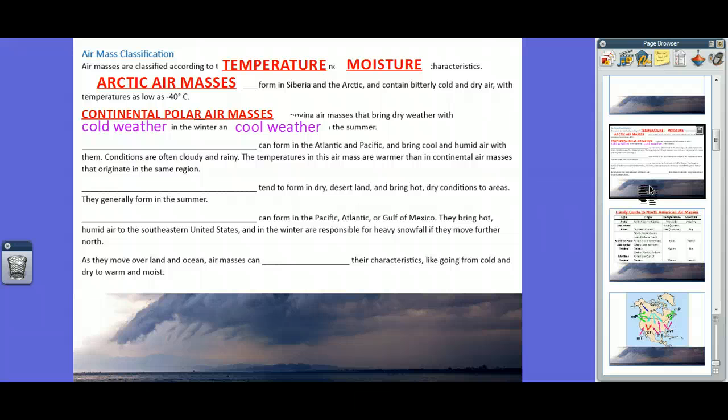Now, the other polar air mass is the maritime polar air mass. It can form in the Atlantic and the Pacific. Most of the United States is dominated by the Pacific air masses. These are Pacific fronts during the winter. They bring cool and humid air with them because it's over water. That's where you get the moisture, so they tend to be more humid. And because they're more humid, the temperatures aren't as low. Conditions are often cloudy and rainy, and temperatures in this mass are warmer than continental air masses that originate in the region.